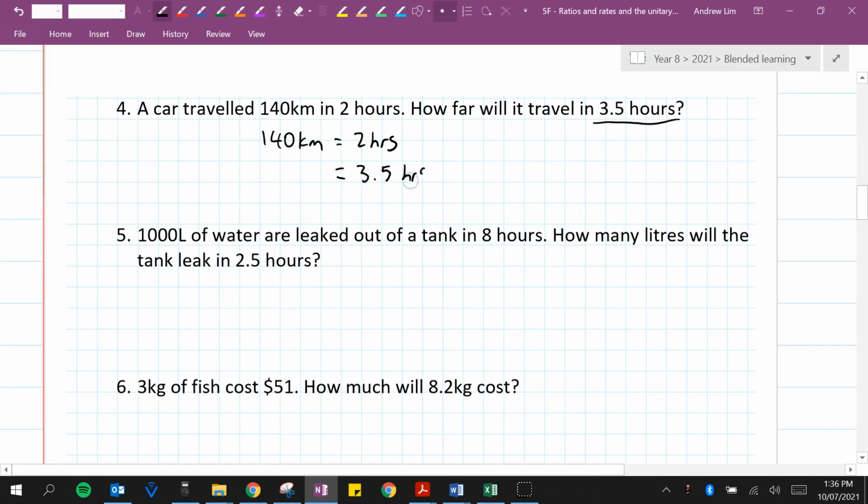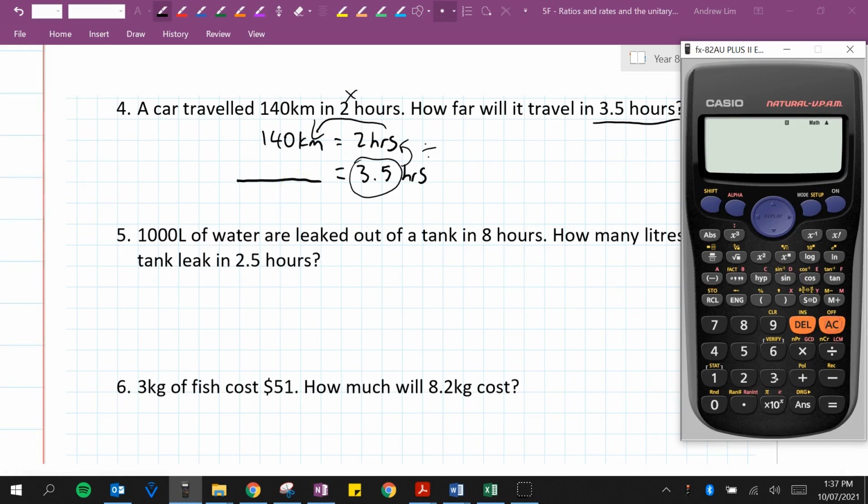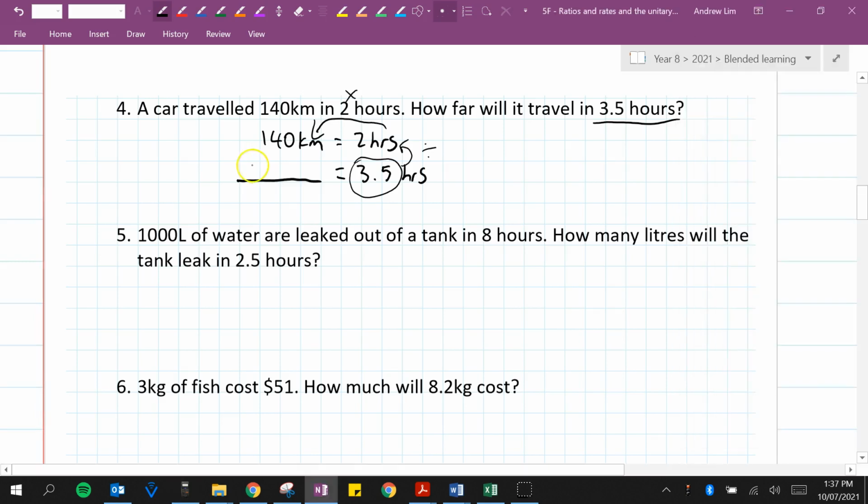3.5 hours. And so if I want to work out this answer, I need to take my bottom number, divide by what's above it, and then times by the number that's across. And that'll give me my answer. So, I take my 3.5, the bottom number, divide by the number that's above it, and times by the number that's across. So the answer is 245 kilometers, because it needs to be the same unit as what's above it. And that's my final answer.